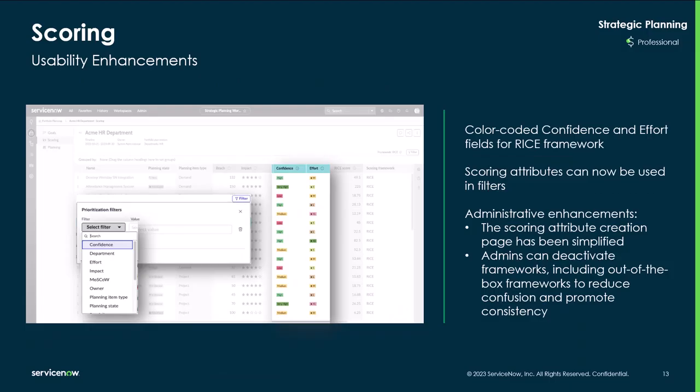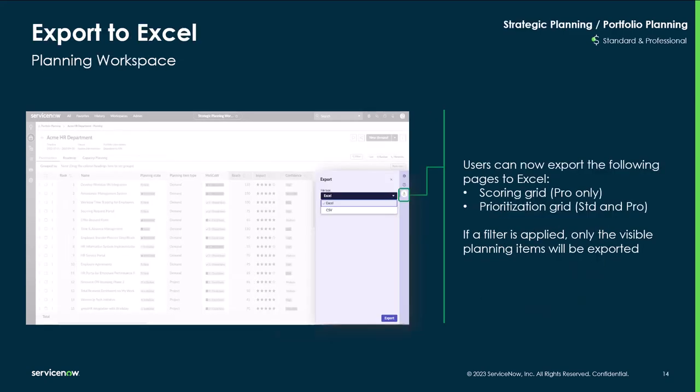We made a couple of enhancements to the scoring feature with the SPW. There are now color-coded confidence and effort fields for the RICE framework. Scoring attributes can now be filtered. Users now have the ability to export to Excel or to CSV.